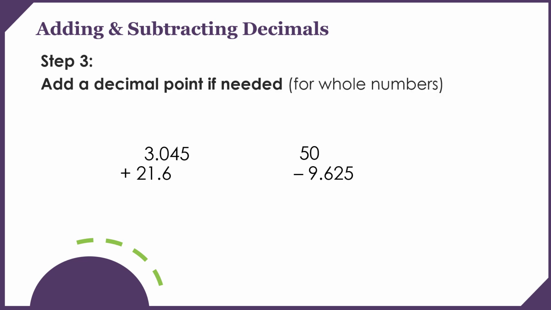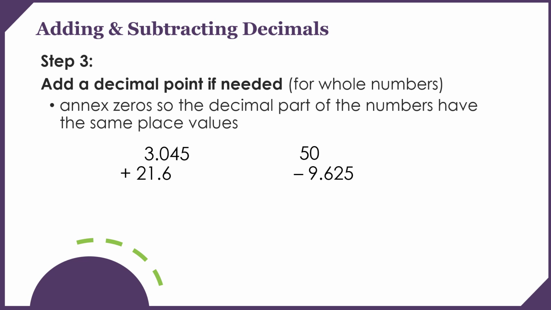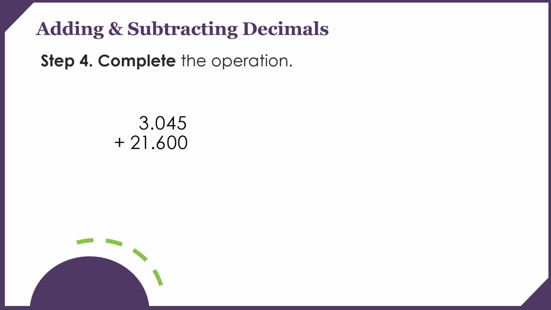Step 3 is to add a decimal point if needed for the whole numbers, and then annex zeros so the numbers have the same place value. So now we've got both numbers going to the same place value and we have our decimal points lined up with each other. So then students complete the operation, adding the digits in the different place values. And then they need to add the decimal point where it seems reasonable, and that's where the estimate is helpful to them. So if we look at the estimate that was 3 plus 21, then we stop and think, where should the decimal point go to be close to 24? The only logical place is between the 4 and the 6.